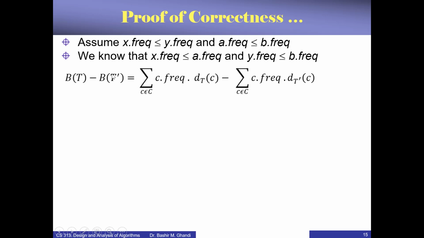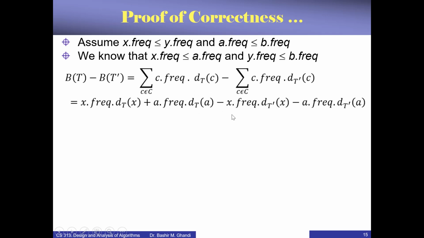What is the difference? Okay, so by definition, B(T) is the sum over all the characters in T of their frequency times their depth in T. The depth of each character in T times its frequency will give us the cost B(T). Similarly, the cost B(T') will be the frequency of each character c times its depth in T'. All right?